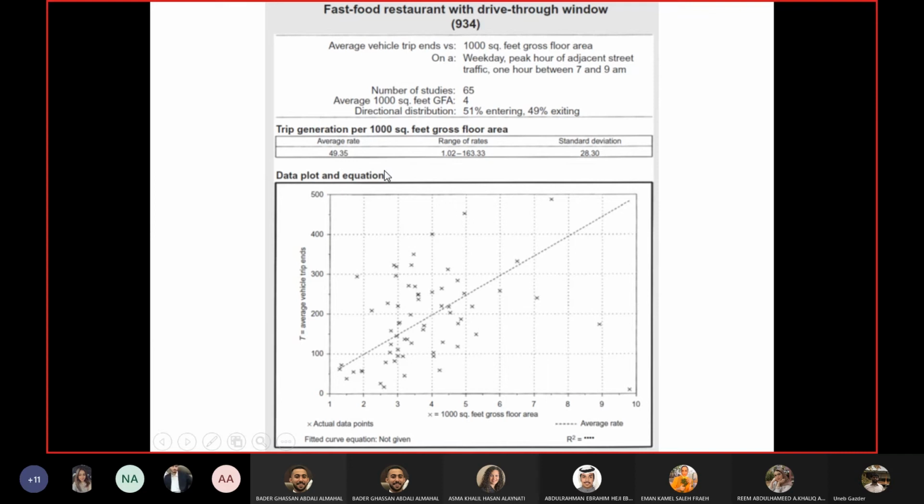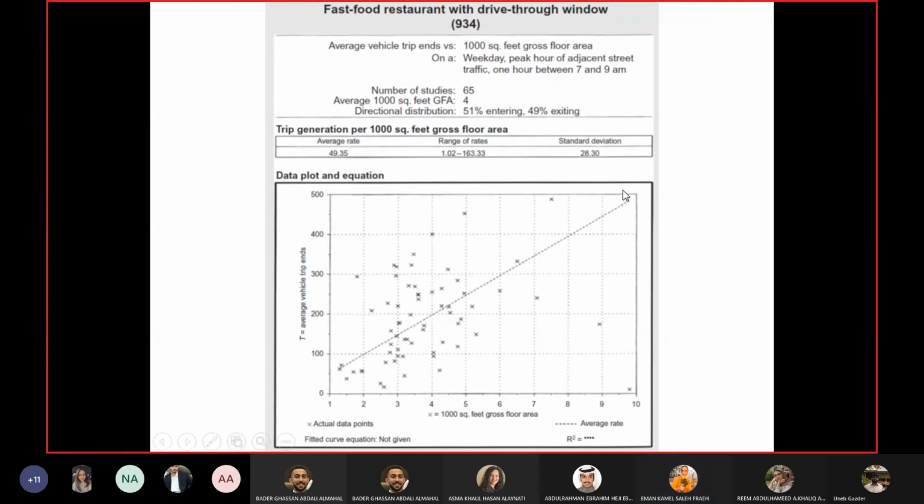Okay, for average trip rate, I cannot use the equation, so my only option is to use the average trip rate. Can I use the average trip rate? For that, I need to check the standard deviation. The standard deviation should be 1.1 times the average trip rate. Is the standard deviation less than 1.1 times the average trip rate? What is your answer? Yes, because it is less than the average.